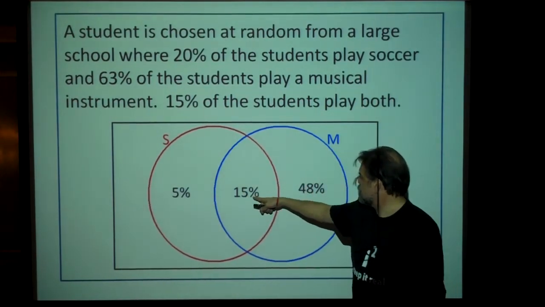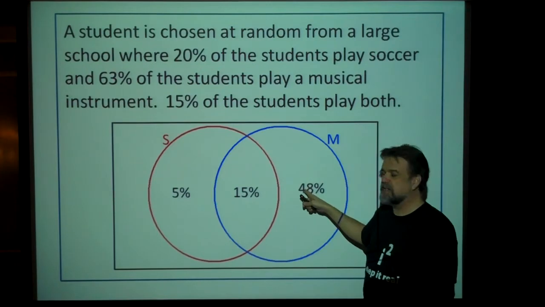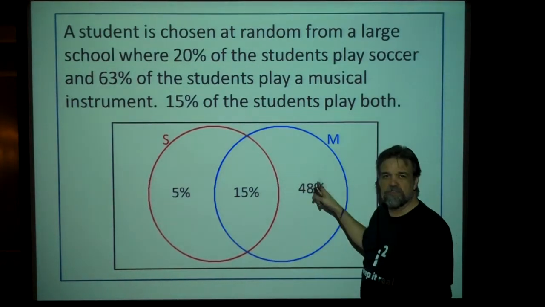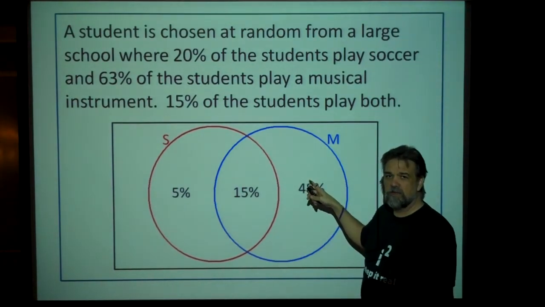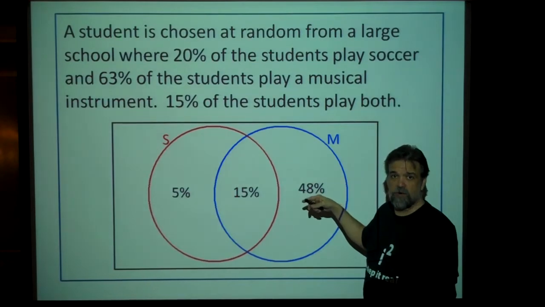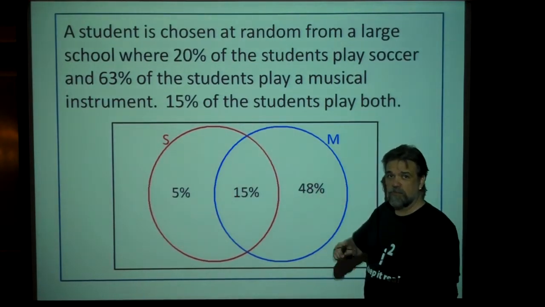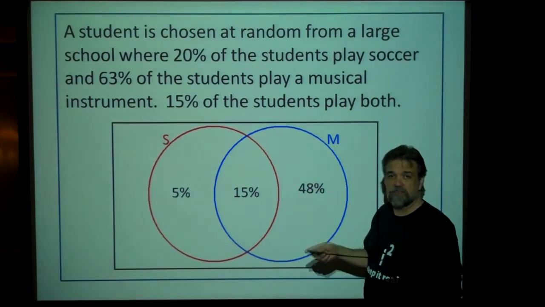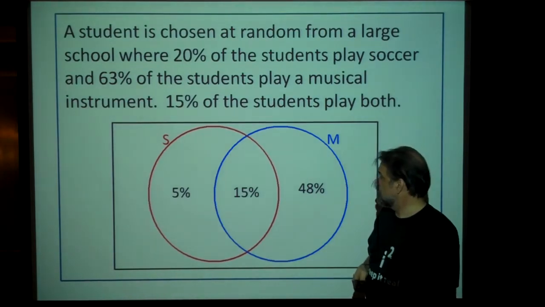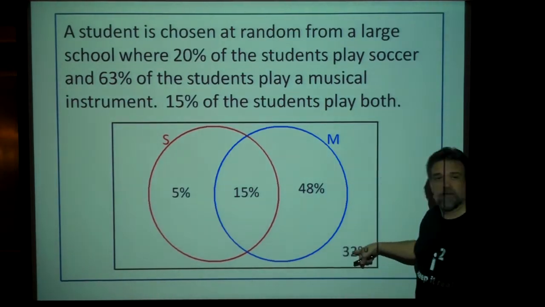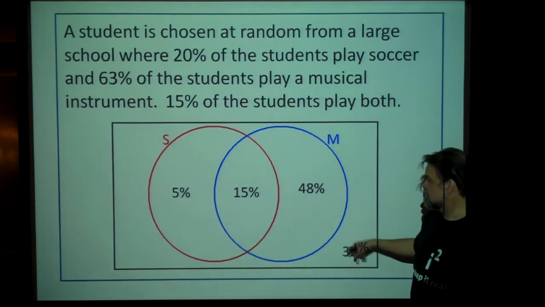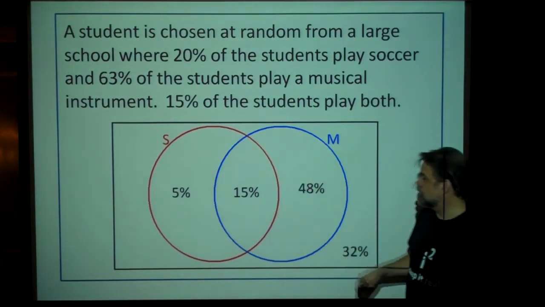Now, 5 plus 15 is 20, plus 48 is 68. This is only 68% of all the students in the school. That means there's still quite a few students who don't play soccer and don't play a musical instrument. I guess they spend their time doing something else. Where do I put them? Right there, okay? These 32% are just outside of these two groups.